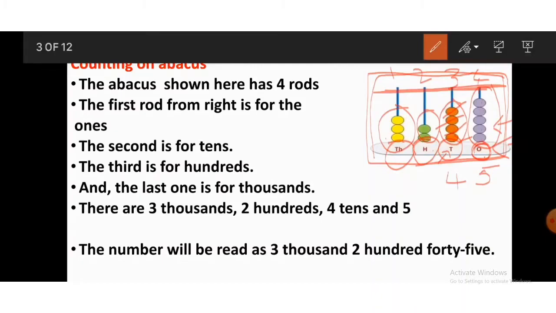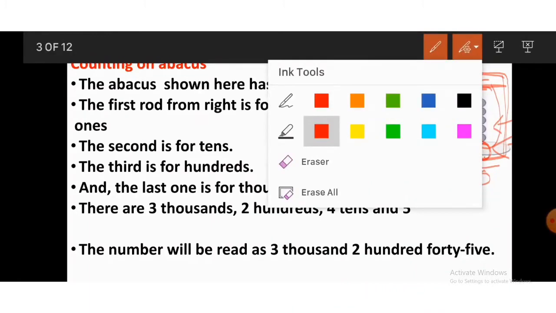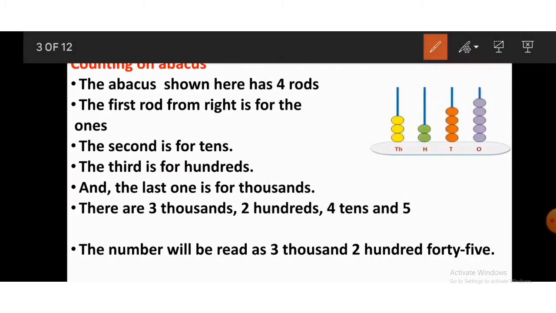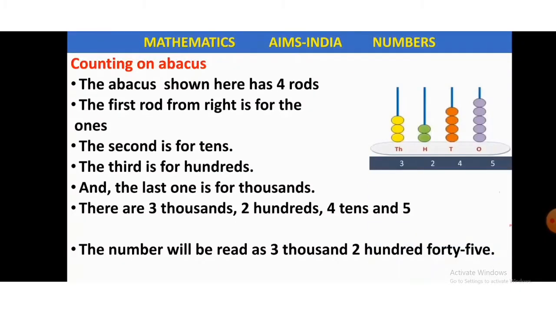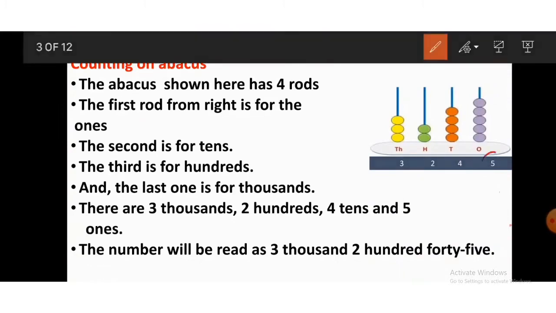Coming to the hundreds place, 1, 2. 2 balls. Coming to the thousands place, 1, 2, 3. 3 balls. Am I right? There are 5 balls in the ones place, 4 balls in the tens place, 2 balls in the hundreds place, and 3 balls in the thousands place. So the place value of 3 here will be what, children? 3000. Of 2, 200. 4, 4 tens. 5, 5 ones. See, the place value of the digit depends on the place.